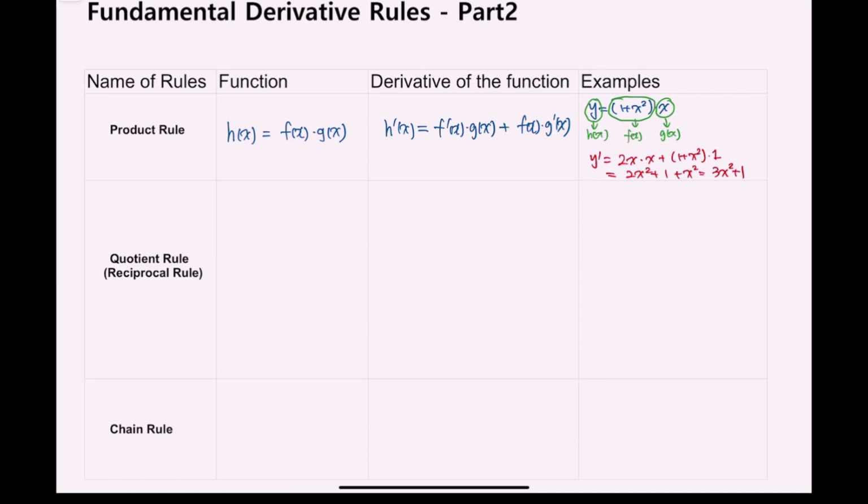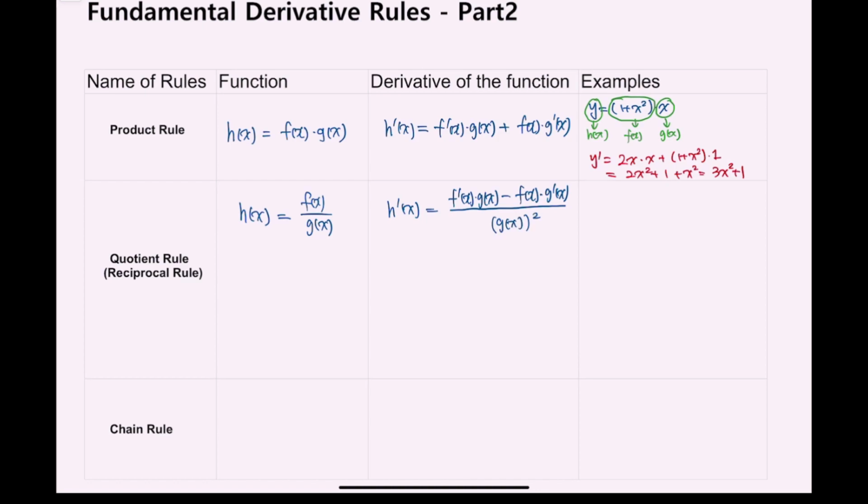Next example is quotient rule, and we use when two functions are in division. Let's say the function h(x) is expressed by f(x) over g(x), which are in division. Then the h'(x) is f'(x) times g(x) minus f(x) times g'(x) over g(x) squared.